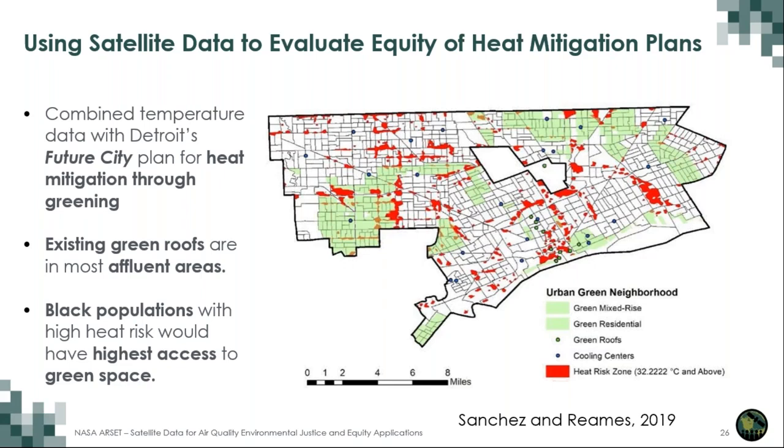They found that Black, Hispanic, and Asian populations have the highest heat exposure. They also found that although existing green roofs were in the most affluent areas that weren't as heat affected, through the new greening program, Black populations would have the highest access to green space.